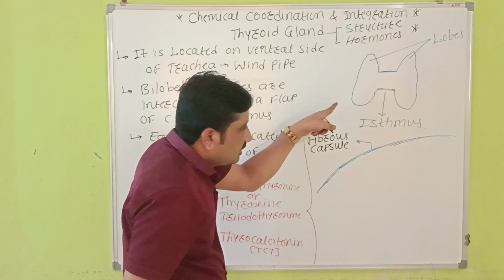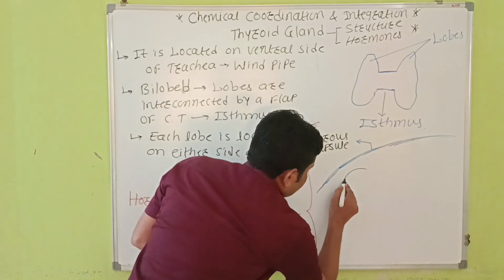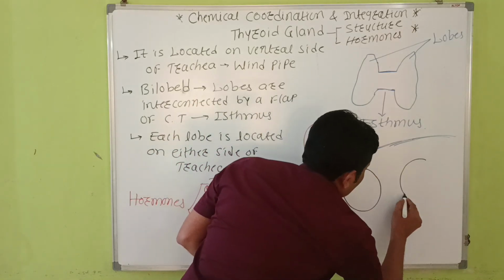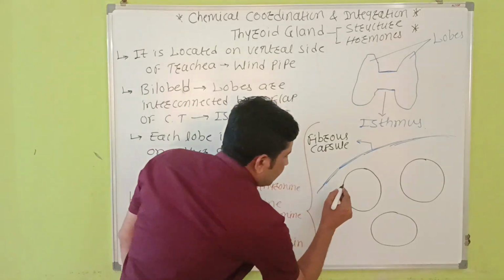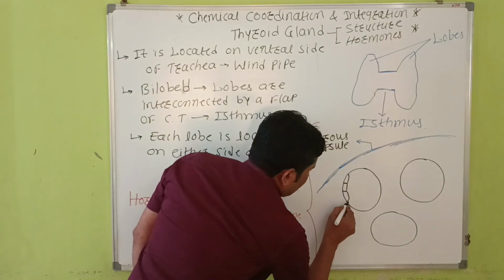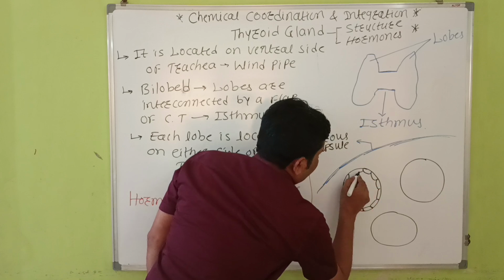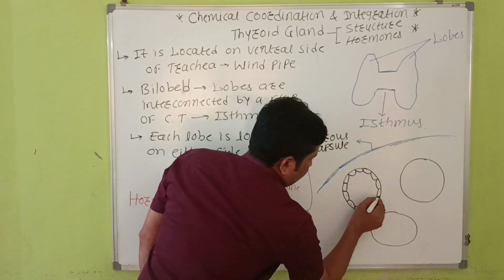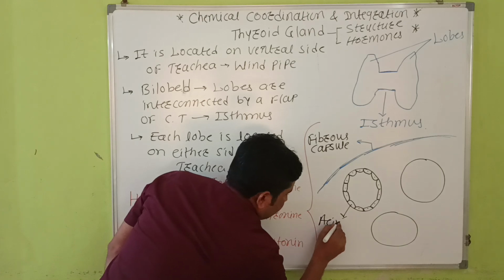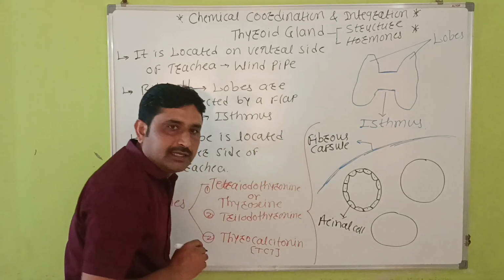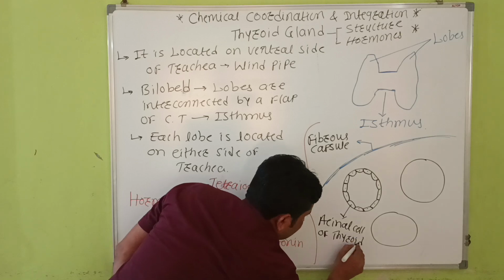Now inside it, if we take a section from here, there is a presence of thyroid follicles. These are the thyroid follicles, and these thyroid follicles are surrounded by the thyroid follicular epithelium, like that. These are the thyroid follicular epithelium, and they are called acinal cells, the acinal cells of the thyroid follicles.